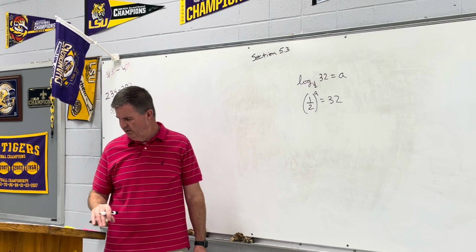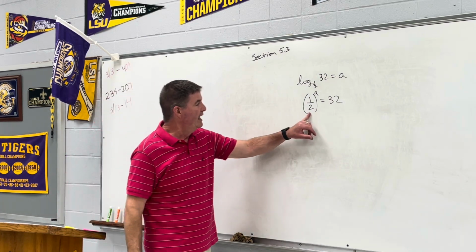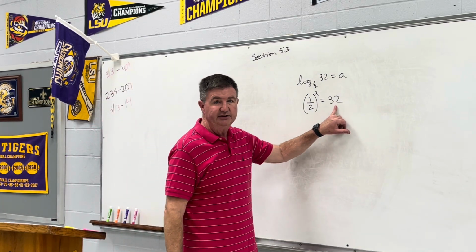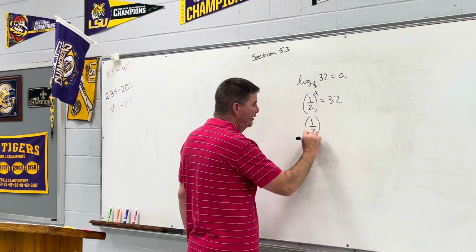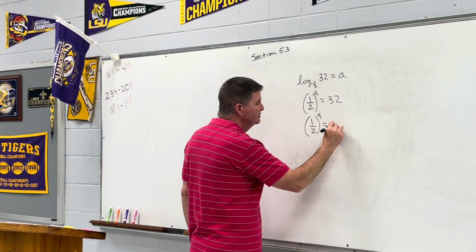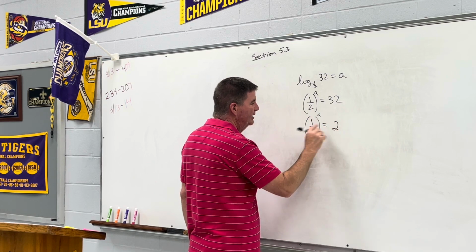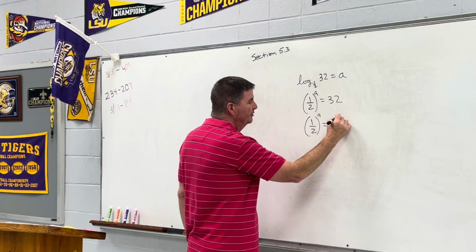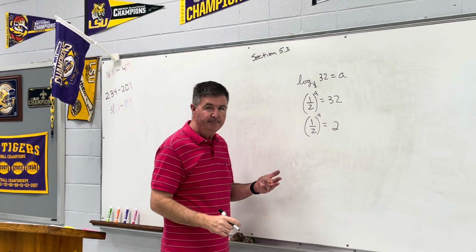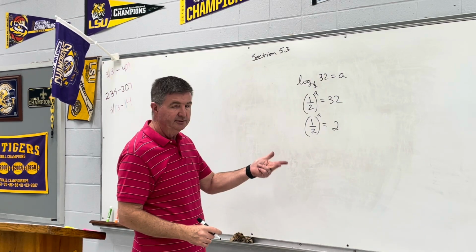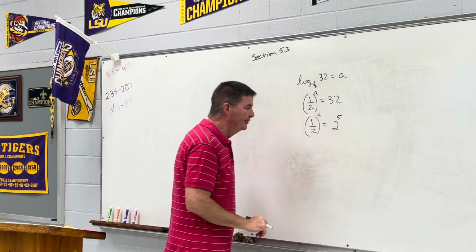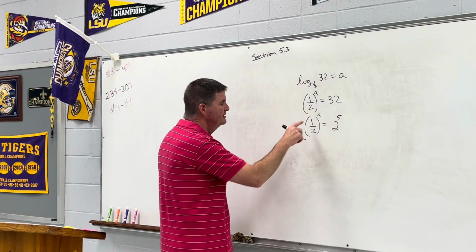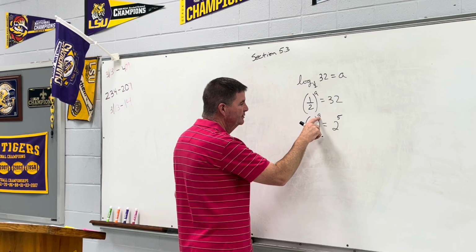Now, what do we know? I know that this is 1/2, so I'm trying to write the 32 with a base of 2. So this is 1/2 to the power of A equals 2 to the power of what? Well, the power of 5. 2 times 2 is 4, times 2 is 8, times 2 is 16, times 2 is 32. So to the 5th power. Now, this is 1 over 2 to the A.